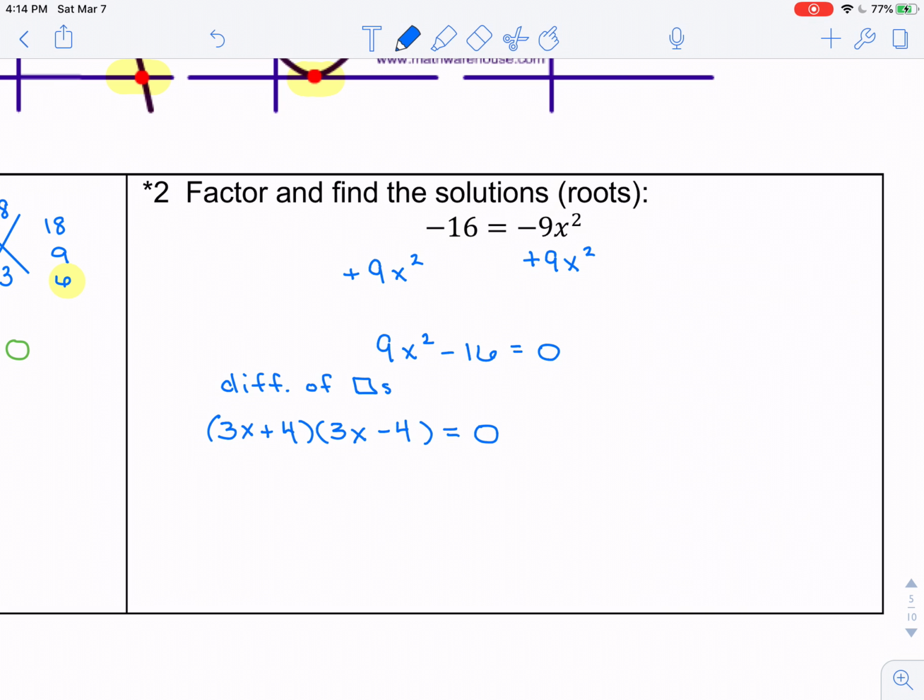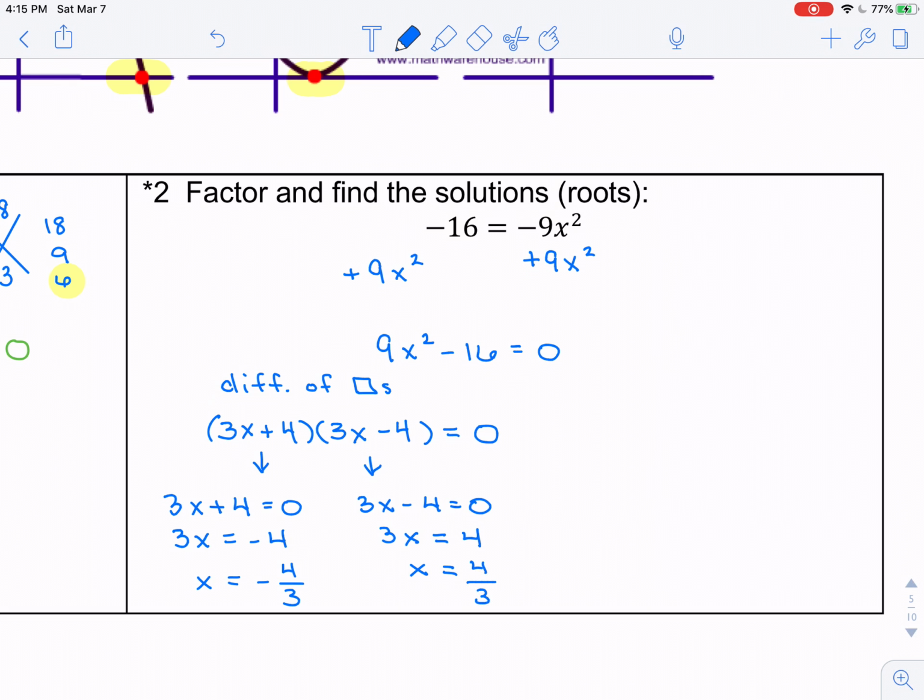I'm going to use my zero product property to set each of these equal to 0. So 3x plus 4 equals 0, 3x minus 4 equals 0. Let's solve that for x. In this case, I subtract a 4 over, and I divide by 3. I get x equals negative 4/3. The second equation, I add the 4 over, and I divide by 3. I get x equals positive 4/3. Those are my two solutions.